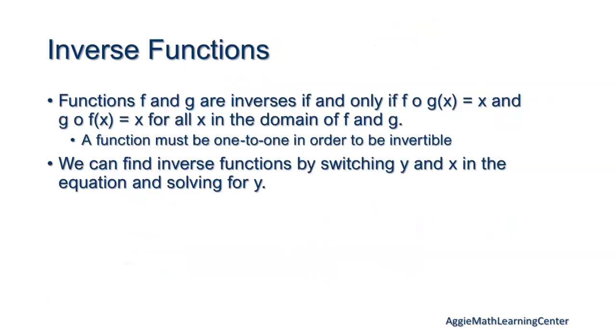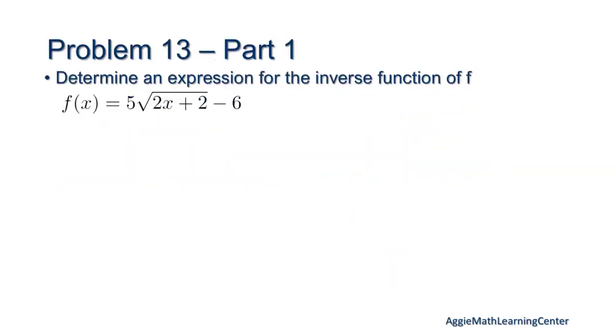So basically we can find inverse functions by switching y and x. So, if we have y equals 3x, I can find the inverse by saying x is now y, y is now x, and then solving for y again. And so these are the inverse functions. Let's do a harder one. Okay.